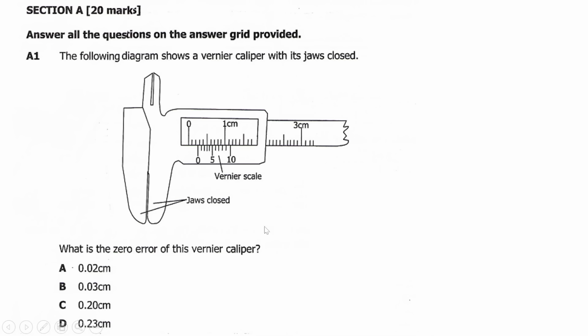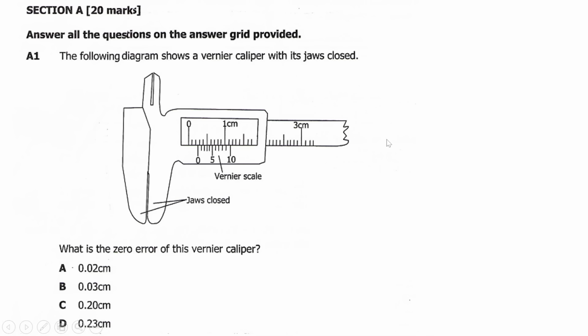Okay, this is the vernier caliper here, as you can see, and the jaws are closed. These jaws here closed, and also here they are closed. Then the question says, what is the zero error of this vernier caliper? For you to be able to answer this question correctly, you must understand what the zero error is.